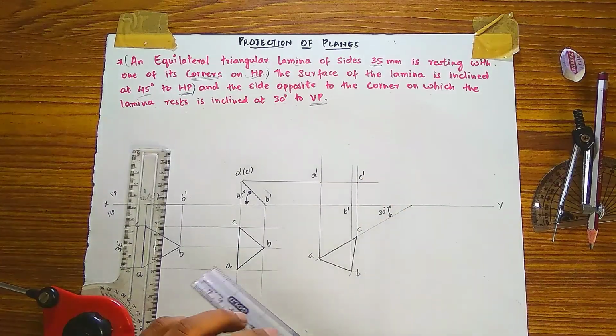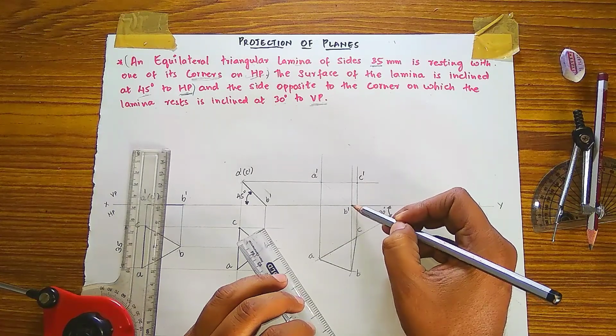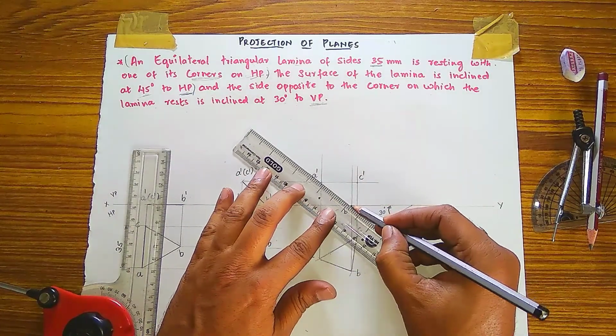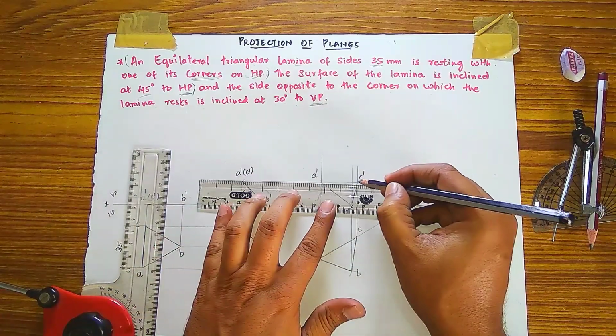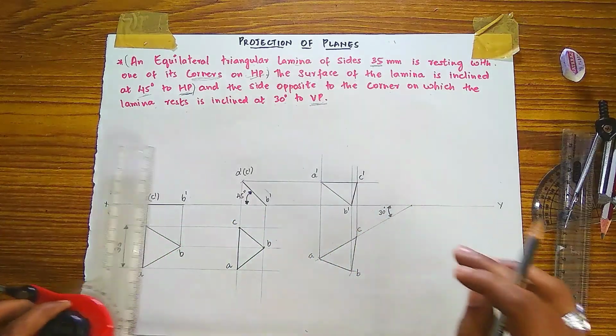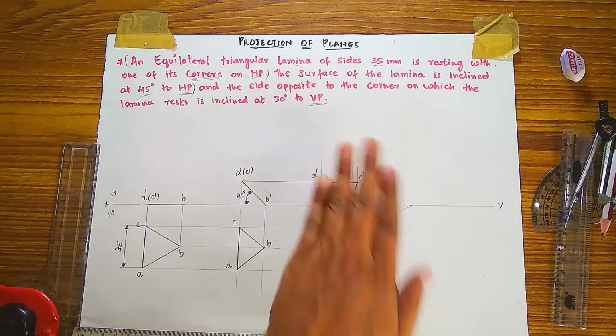Okay, so you have to join the lines, you have to draw the lines dark from A dash to B dash, B dash to C dash, C dash to A dash, like this. This is the third projection complete. This is the first projection, second projection and third projection.